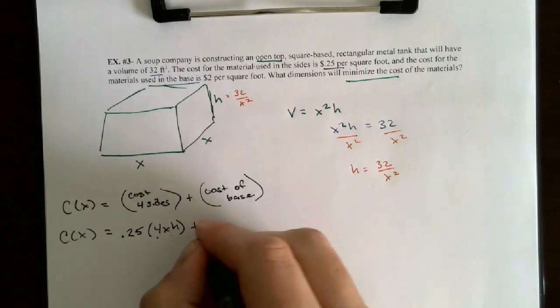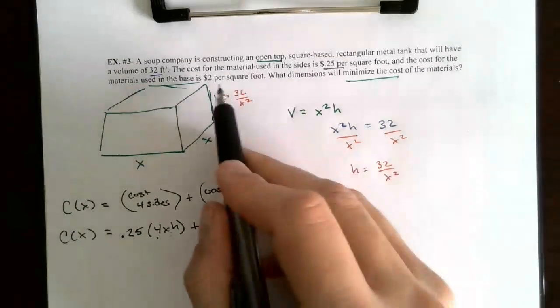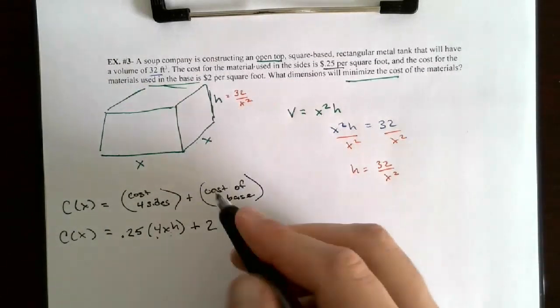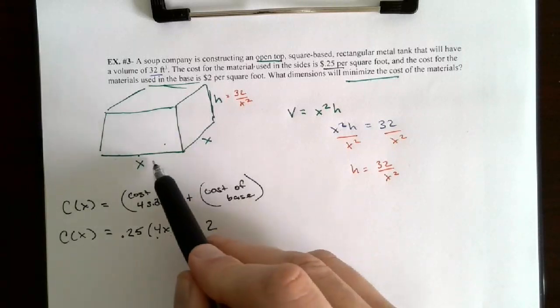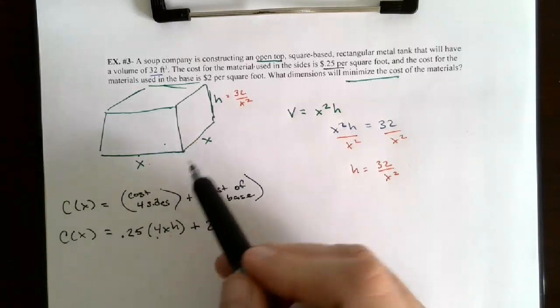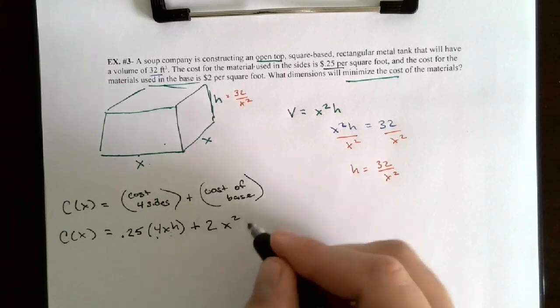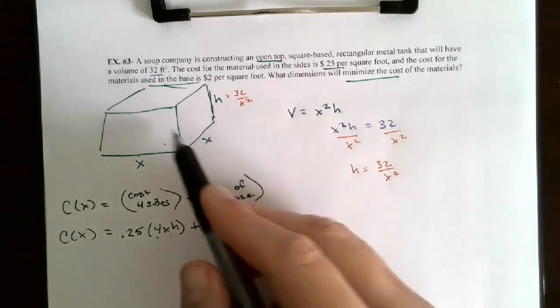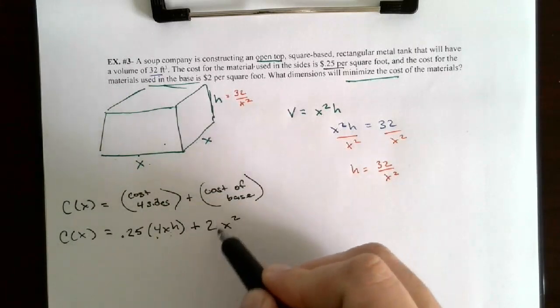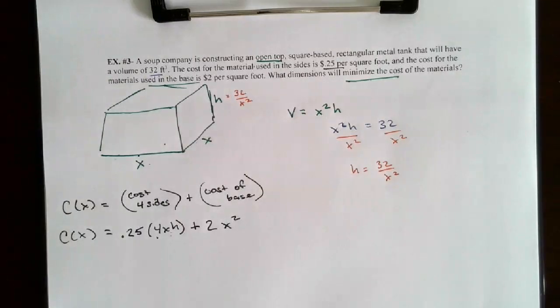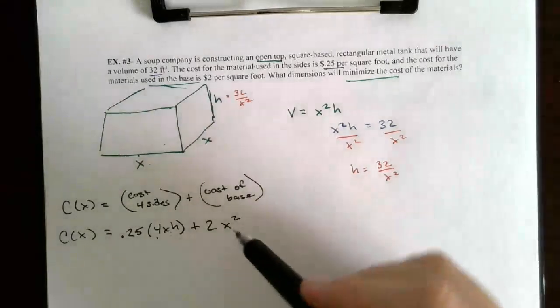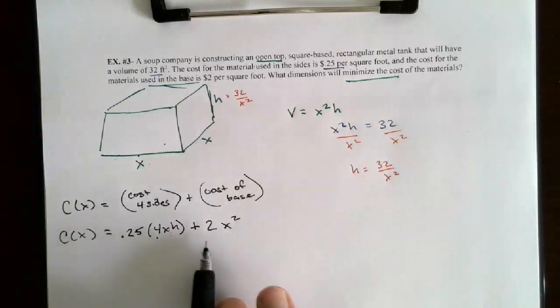All right, plus the cost of the base. Well, what's the base cost? Well, it costs $2, so it's 2 times, and then the area of the base is just going to be this flat square at the bottom. It's going to be x times x, so that would be x squared. There's only one of them, so you don't have to have a number in front. If there was a top, you would have to make this 2 times 2x squared, because then you would have another square top. So this is the function for the cost.